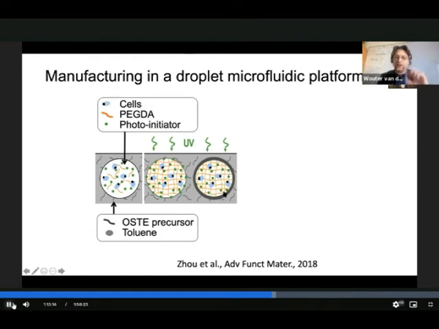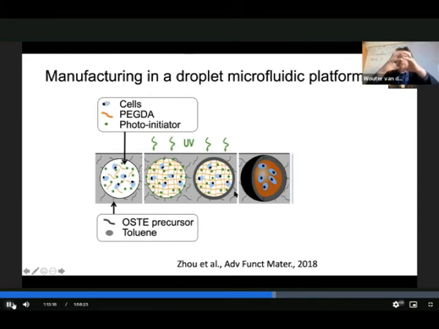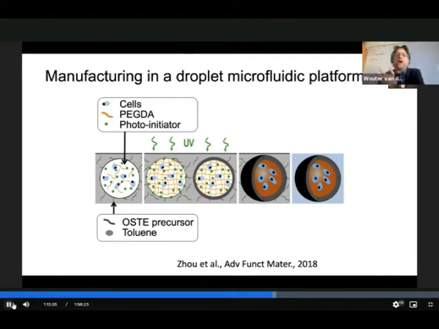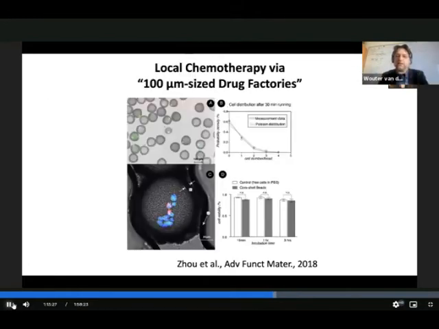So we have a perfectly co-centered shell around the gel ball. And then, of course, we take them as soon as possible out of the toluene and wash them, and they are ready for use. Here you see images of how that looks.